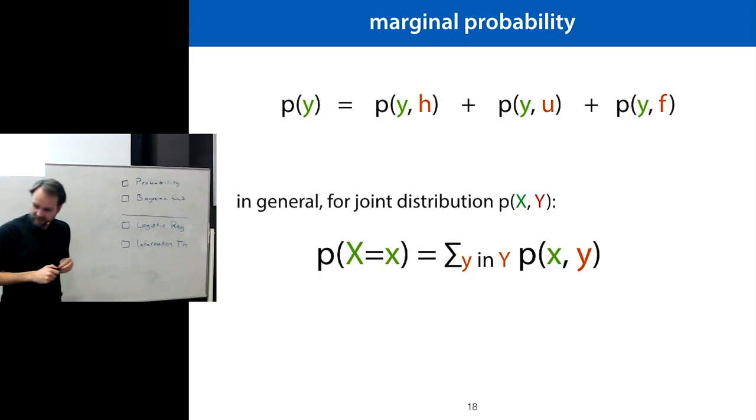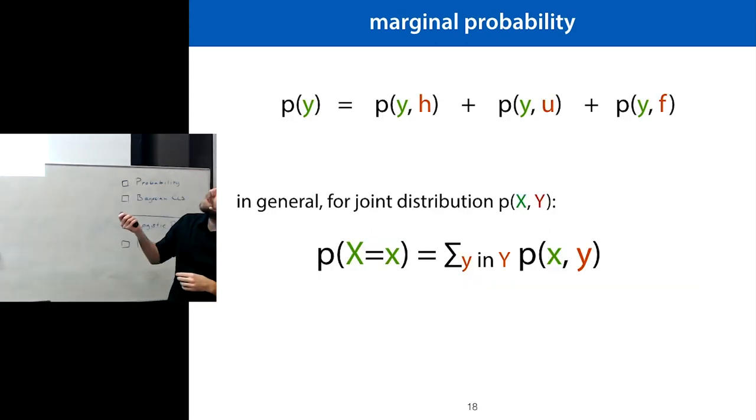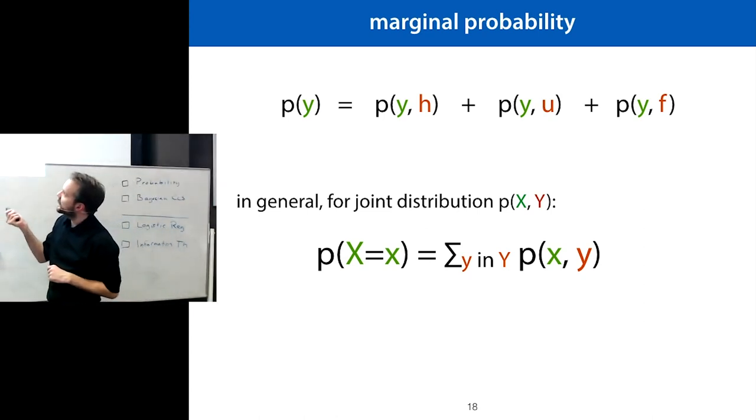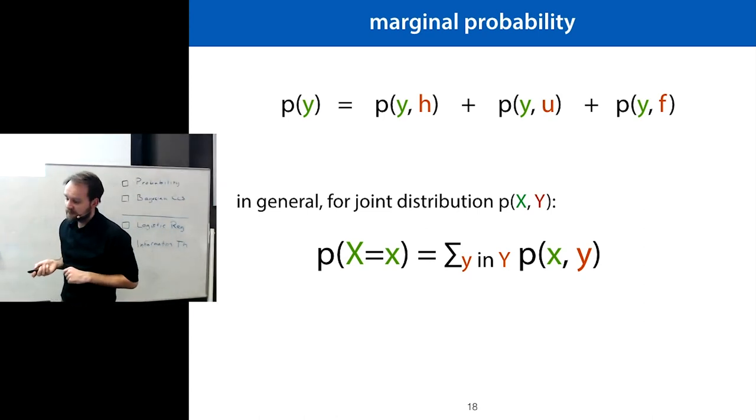In formulas, that looks like this. So P(Y), the probability that somebody's young, is the probability that they're young and have healthy teeth, plus young and unhealthy teeth, plus young and fake teeth. And in general terms, you can write it with this kind of sum symbol, this capital sigma. So have a good look at this, because we'll be seeing this a bit. This is basically how you will encounter marginalizing out.